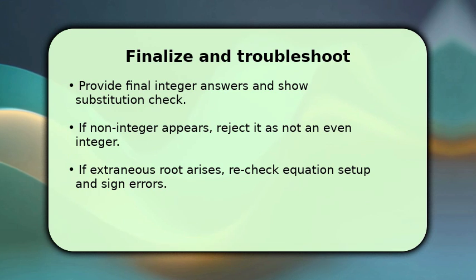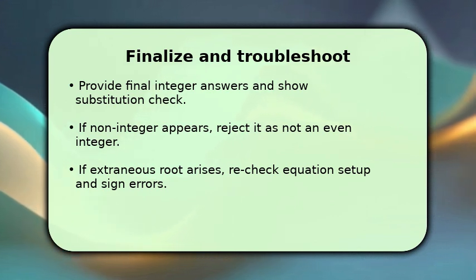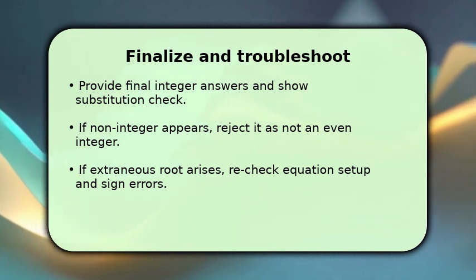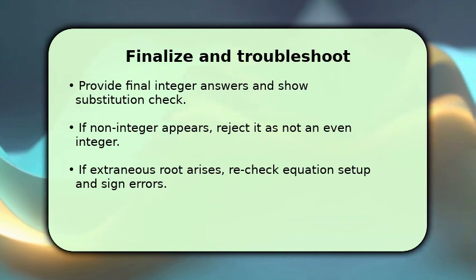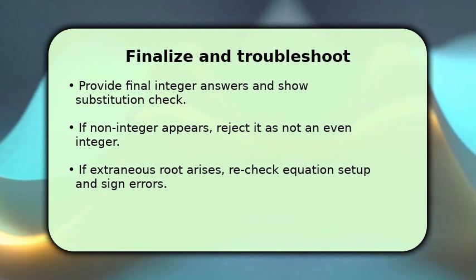If you obtain a non-integer or odd value, discard it since you defined n as an even integer. Similarly, if an extraneous root appears, retrace your steps, check distribution, sign errors, and that you wrote the relationship correctly. If factoring fails, recalculate coefficients and use the quadratic formula. This fixes most mistakes quickly.